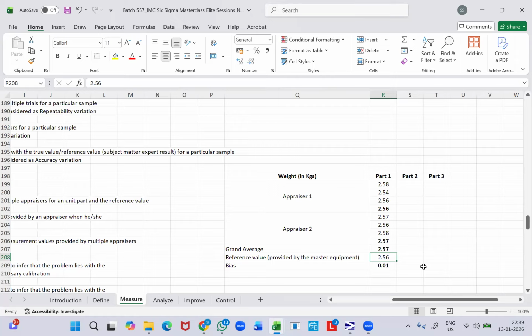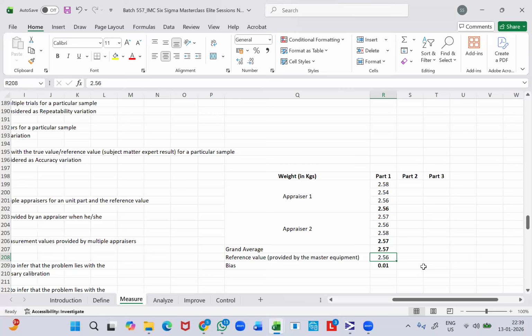And in a discrete scenario, we saw the SME result as the true value or the reference value. Similarly, in a continuous data scenario, since we'll be dealing with measurement values, we will have the unit part measured by the master equipment, which will be available in the central laboratory. If you are talking about a weighing scale here, the master weighing scale will be available in the central laboratory. So we need to take the sample unit there and have it measured by that master equipment, which would be handled by the master appraiser. And we can get the reference value with regard to the weight of that particular sample unit.